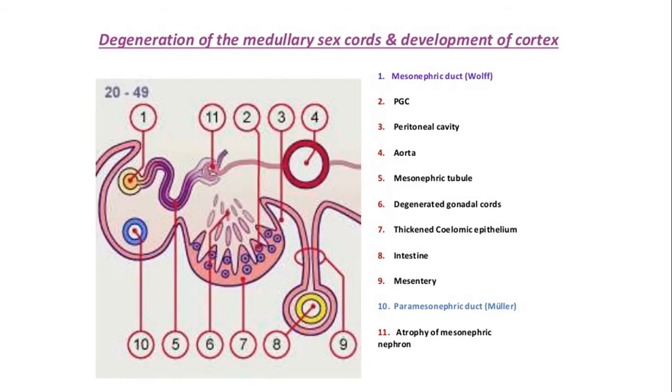As we know already, the two systems develop from the urogenital ridge in the intermediate part of the mesoderm, and here we can see that on the ventrolateral side the kidneys develop, and on the medial side the gonads develop. So from this urogenital ridge the urogenital system develops, and from one part the gonadal system develops.